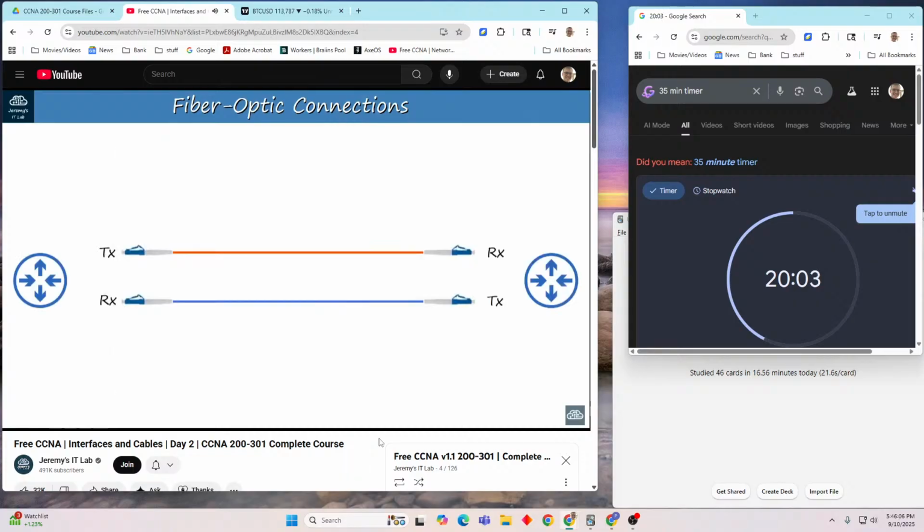The copper UTP cables use separate wires within the cable to transmit and receive data. The fiber optic cables instead use separate cables to transmit and receive like this. Of course, transmit on the left connects to receive on the right, and transmit on the right connects to receive on the left. Now let's examine the structure of the cable itself.